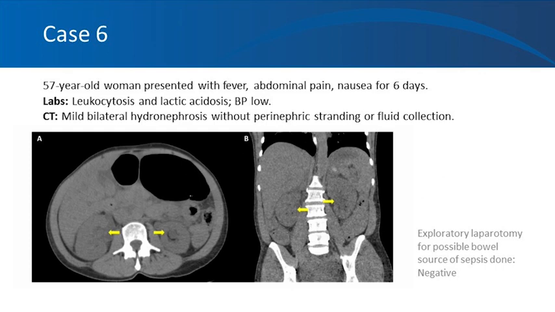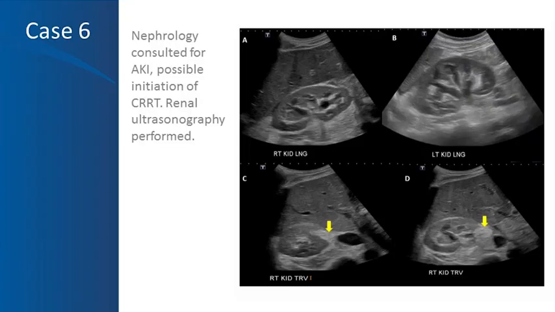The initial CT scan showed mild bilateral hydronephrosis without perinephric stranding or fluid collection. So she was admitted for sepsis, and she needed vasopressors. Exploratory laparotomy was performed to look for any bowel source of sepsis, but it was negative. And nephrology was consulted for acute kidney injury and possible initiation of continuous renal replacement therapy.